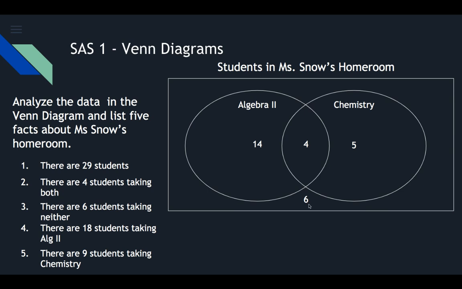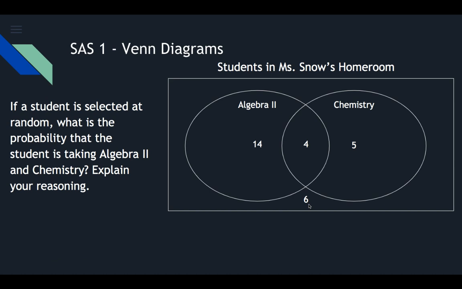So, knowing this information, now we can answer a few probability questions. If a student is selected at random, what is the probability that a student is taking Algebra 2 and chemistry? Algebra 2 and chemistry, that's in between here. That is easy to understand: the answer is 4. Probability of both is 4.